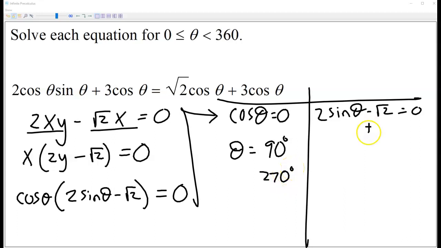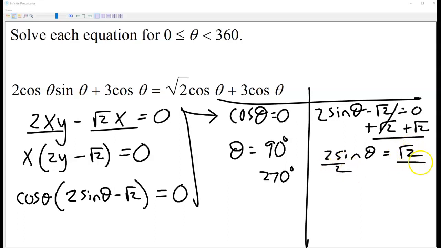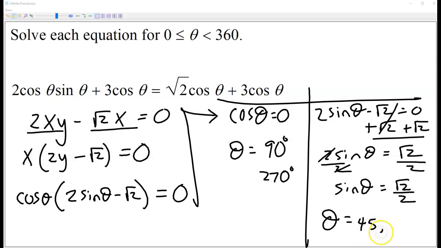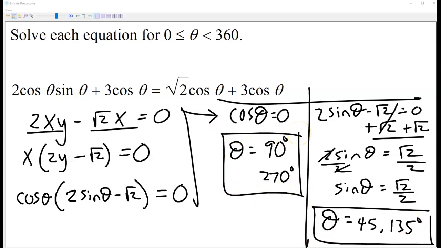And as for this one, we've got to get the sine by itself before we look at our unit circle. And where does sine of theta equal radical 2 over 2? In other words, where are the y values equal to radical 2 over 2? That is at 45 degrees and also at 135 degrees. So this one gives me 4 answers because both factors rendered some answers this time.